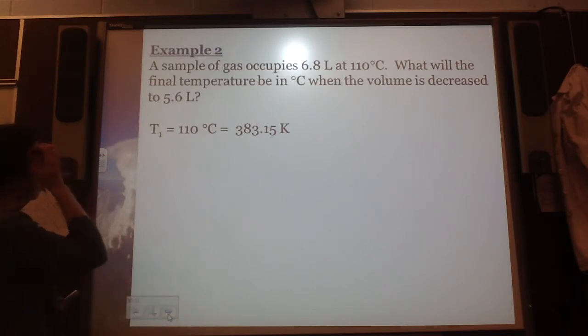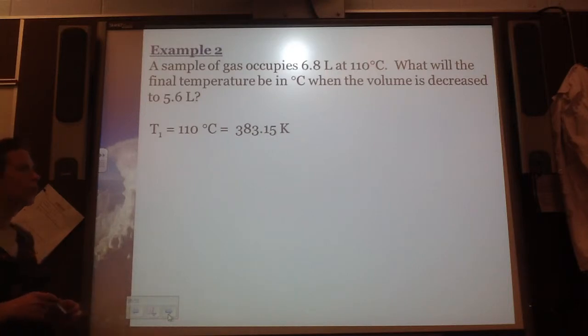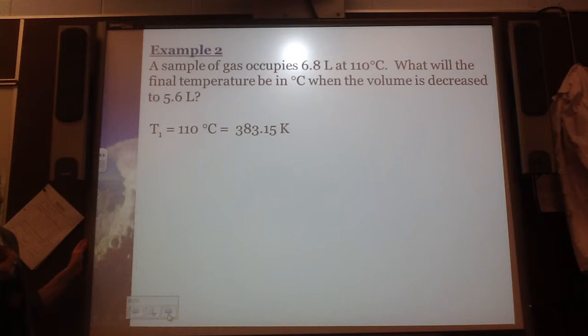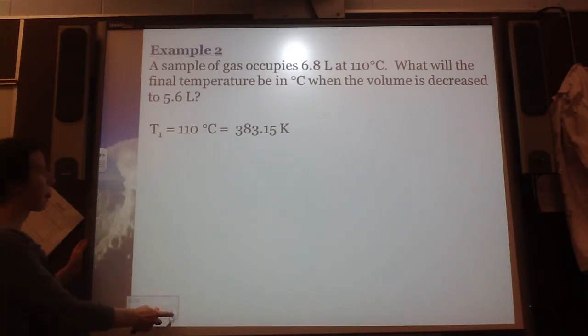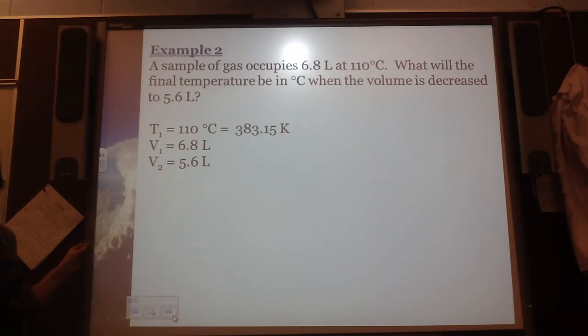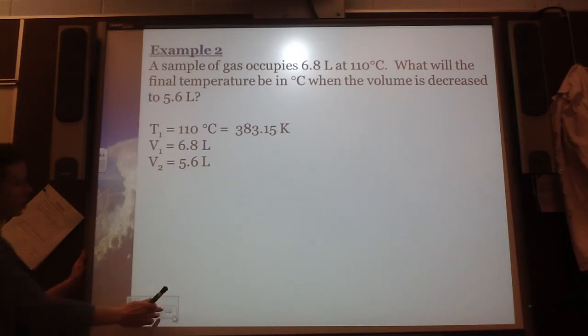So T1 converted into Kelvin. So 110 degrees Celsius is 383.15 Kelvin. We don't have to change anything about our V1 or V2, but it is important to write them out so that you know which one to go on which side of the fraction. And write down specifically V1 or V2. Don't just write V and V, because I wouldn't know which one to use.